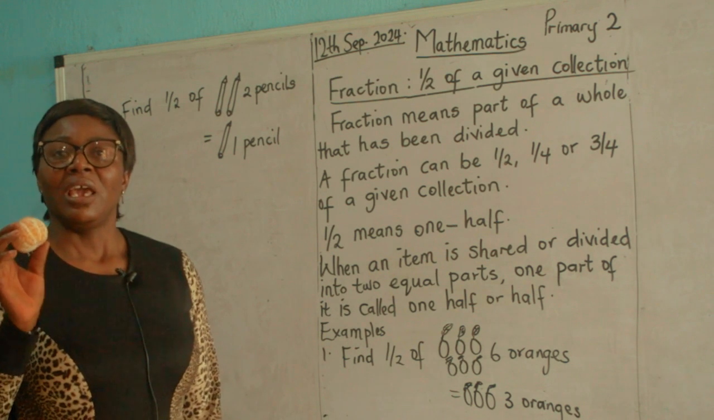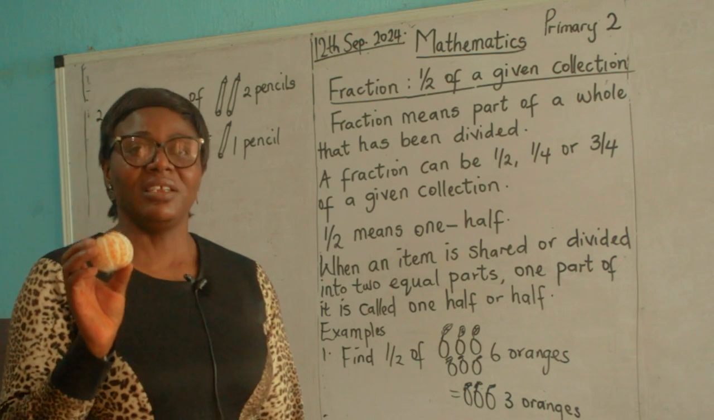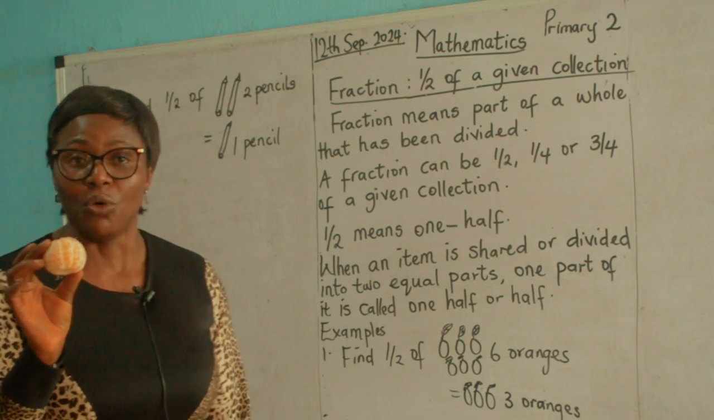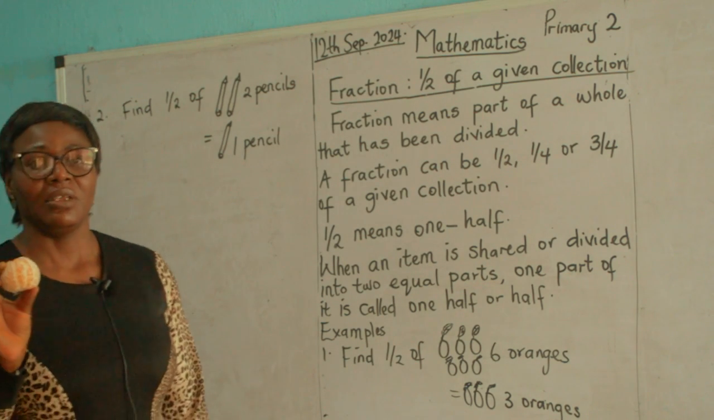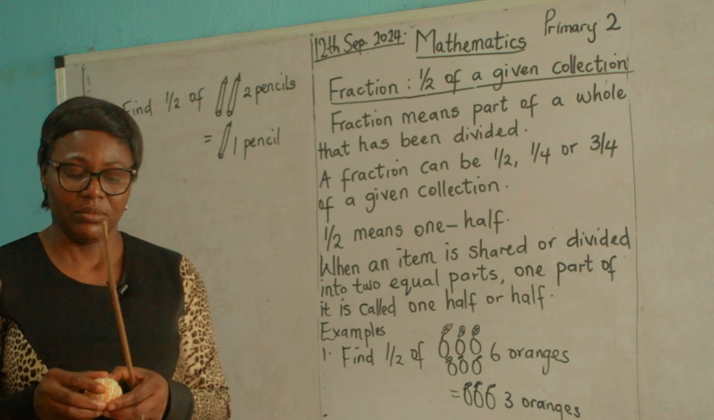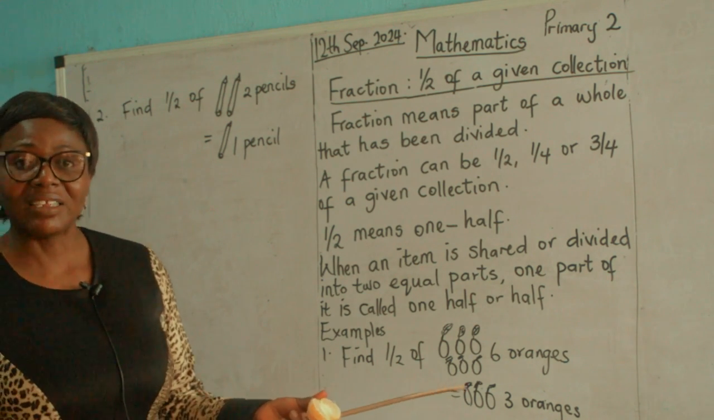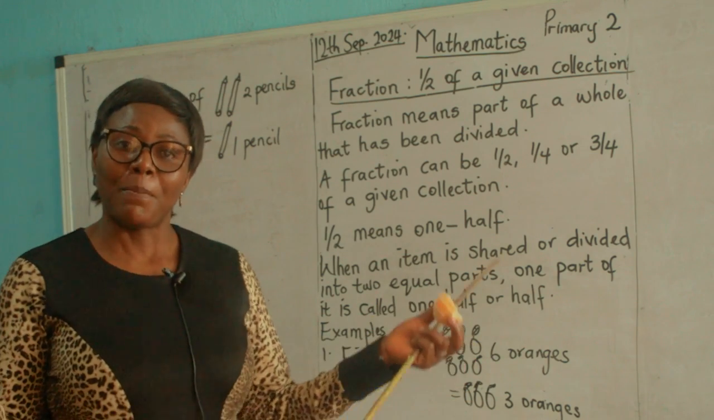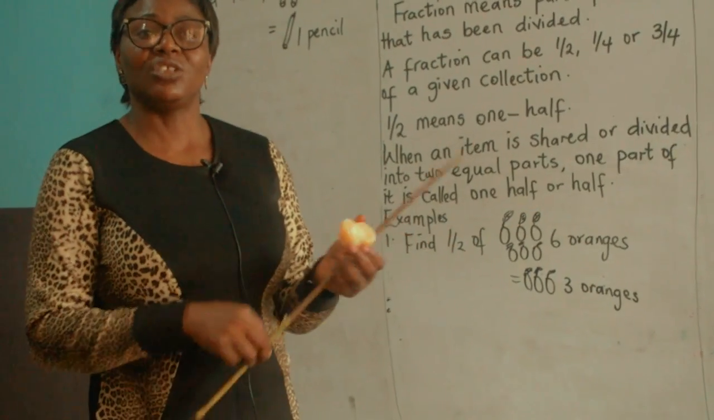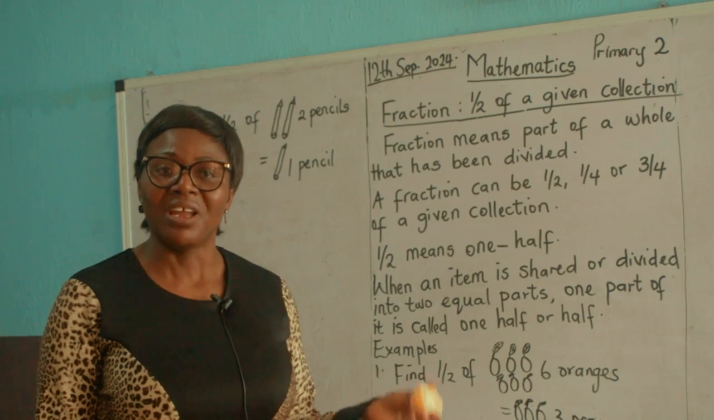With me is a fruit called tangerine. This tangerine is a whole. Why? Because it has not been shared. At the time I start to split the tangerine into two equal parts, just the way I'm doing it now, this becomes a part and this is another part. So we'll call part of it a fraction. This is also part of the whole tangerine, which is also a fraction.